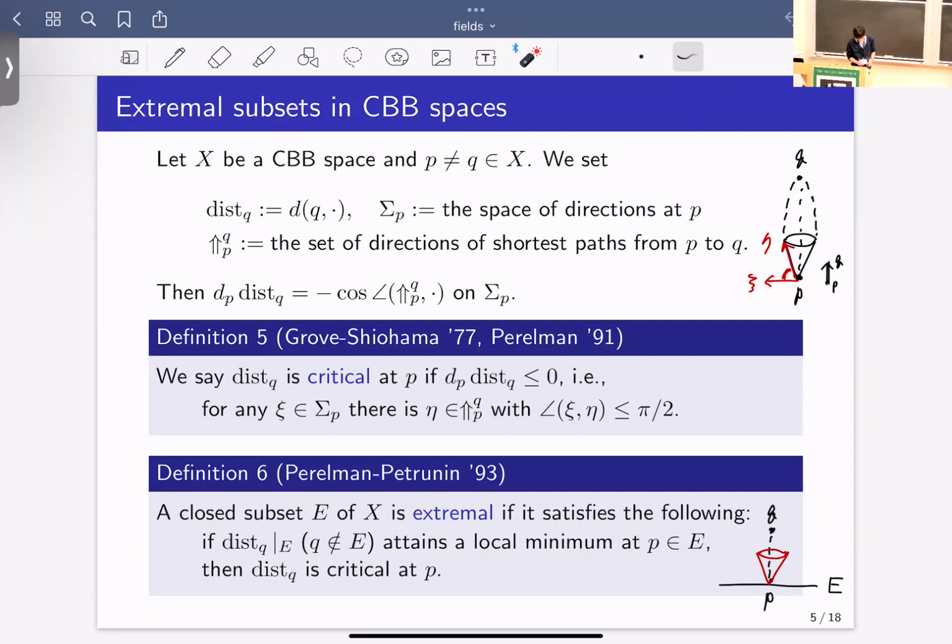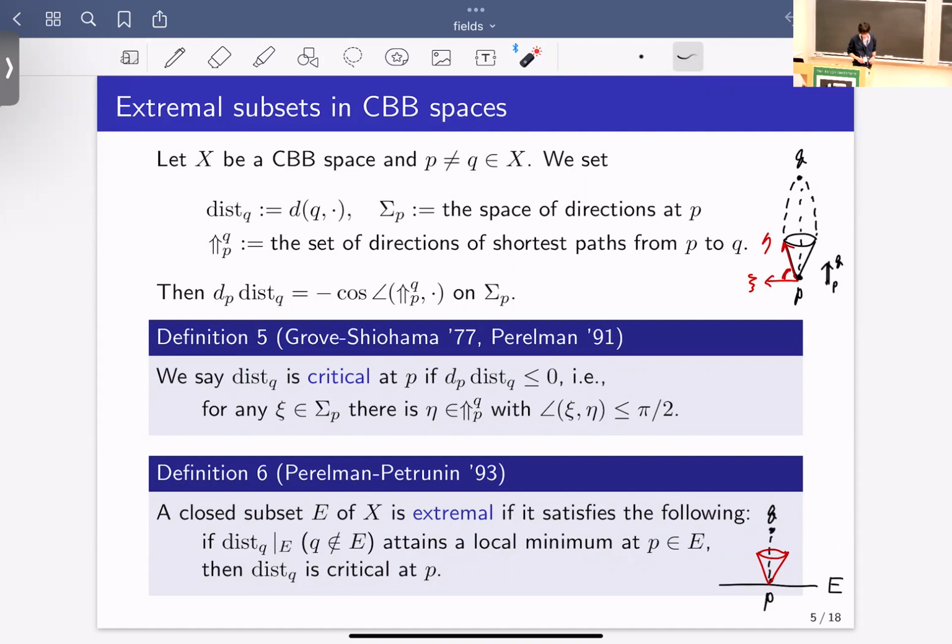So we say that the distance function from Q is critical at P if this derivative is non-positive. More precisely, for any direction Xi at P, there is at least one direction eta from P to Q that makes an angle with Xi not greater than pi over 2. Okay, so you cannot increase the distance to Q at P.